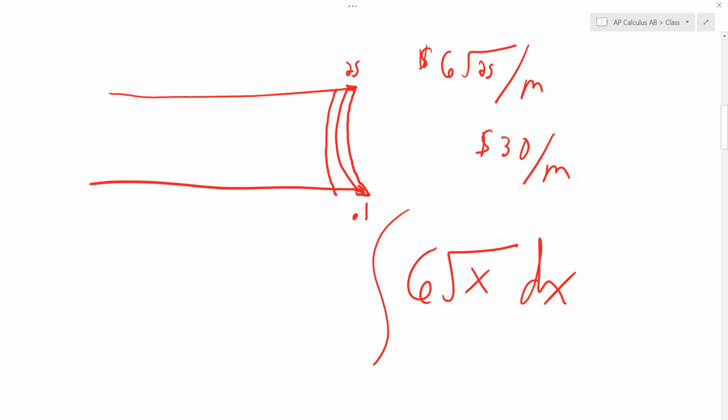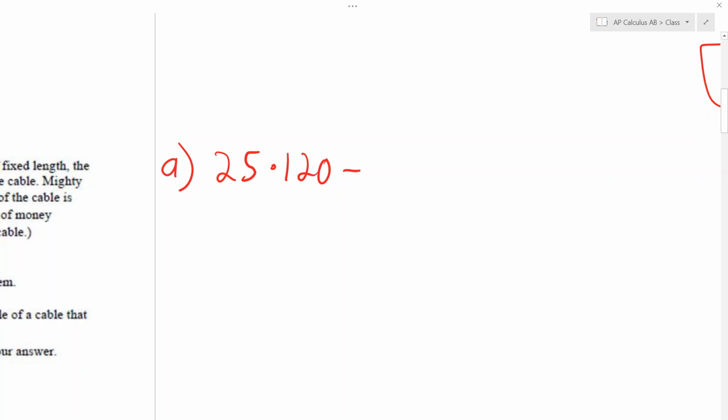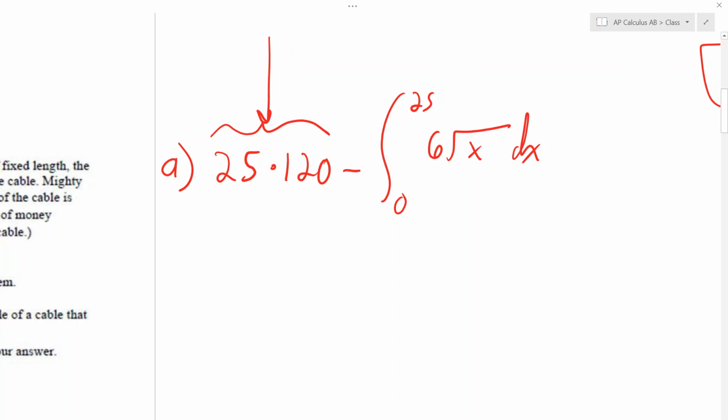Okay? We want to add up all 25 meters of them. So it's 0 to 25. That's how much it costs to make it. That adds up infinitely thin layers of this wire, cable, whatever it is. Okay? So that's why over here for A, it's the money we brought in, which is this piece right here, minus the money we got to put out, which is the sum of all these costs of the pieces.